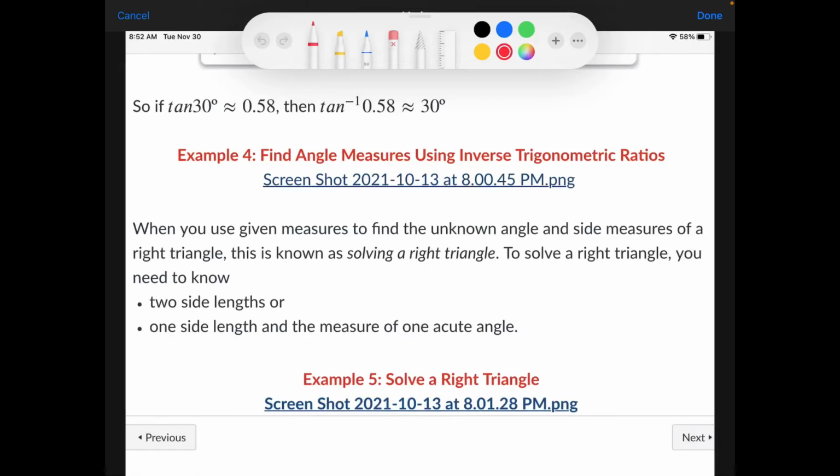Let's do an example using trigonometric ratios to find missing side lengths and missing angles in a triangle. When we do this, we call this solving a right triangle, where we find all the missing sides and all the missing angles. To do this, you need to have two side lengths or one side length and the measure of one acute angle. So let's do an example.